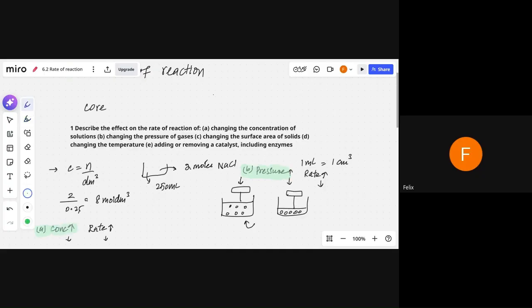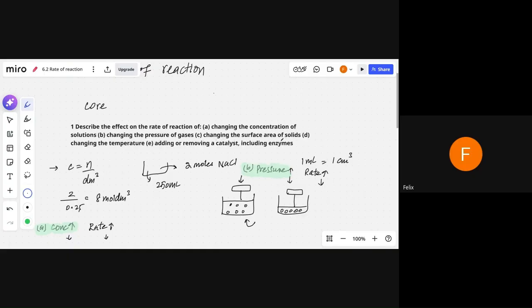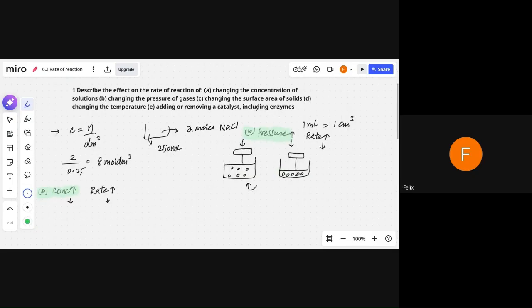Now we move on to the third part, which says changing the surface area of solids. So what is meant by changing the surface area, or what is meant by surface area? Let's say we have a piece of paper. This is C, surface area. This is a piece of paper, and it has a surface area. Surface area is basically the area of a substance that is in direct contact with its surroundings.